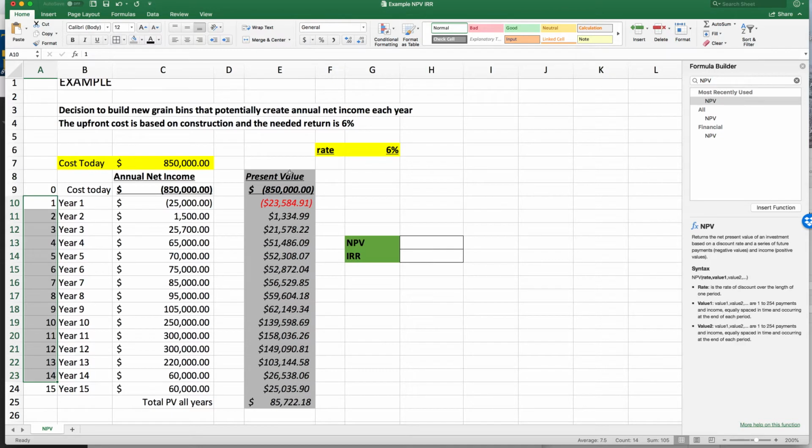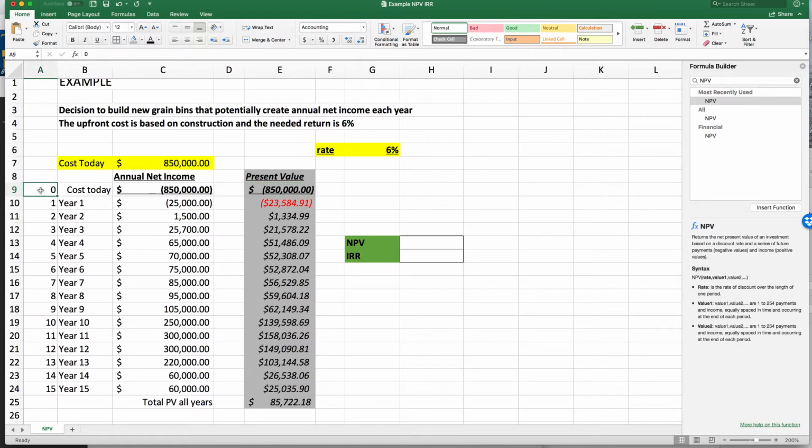All right, now what I've done here is just calculated the present value of each of these decisions. Now this would be a very long way to do this, but it is an example of what we've been looking at. So if I pay $850,000 up front, that's going to be a negative $850,000 in present value because it's today.